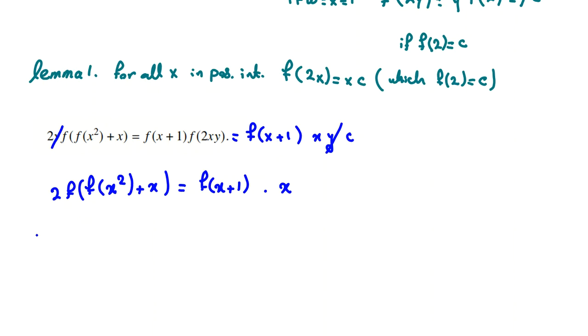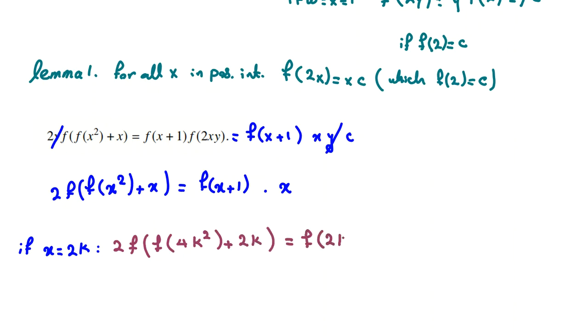Okay, now, because we know f of even numbers equals what? Let's consider if x equals 2k, and let's see what we can reach. If x equals 2k, let's replace it: it will be 2 f of (4k squared plus 2k), since 2k whole squared is 4k squared, equals f of (2k plus 1) times 2k.